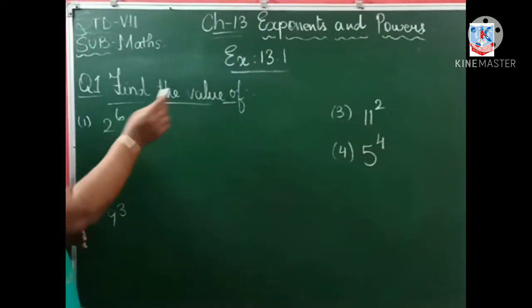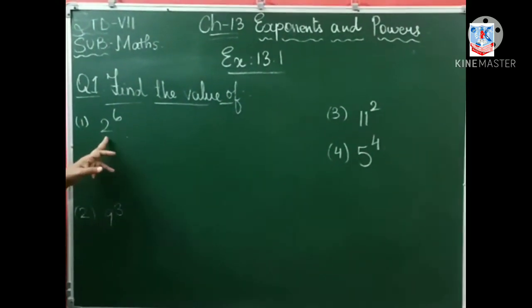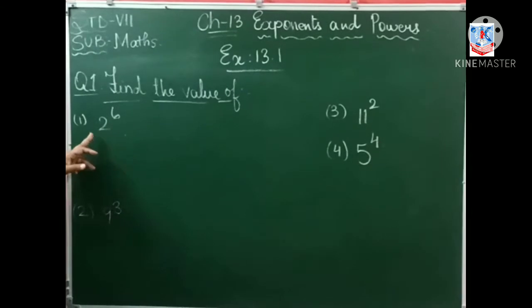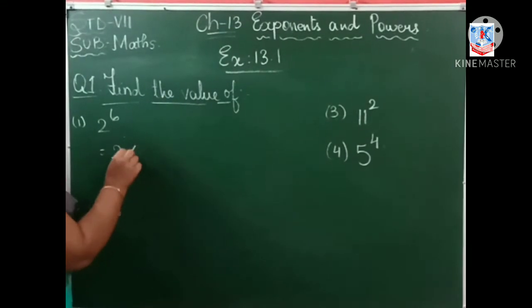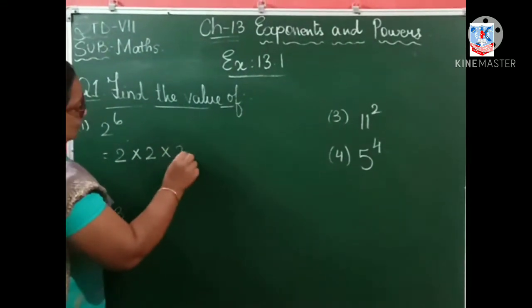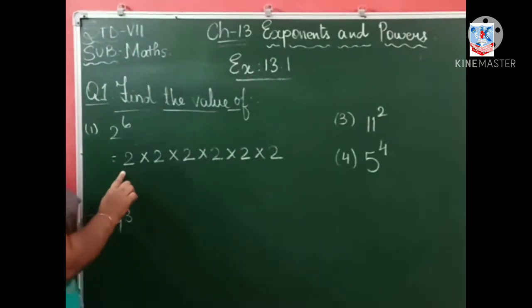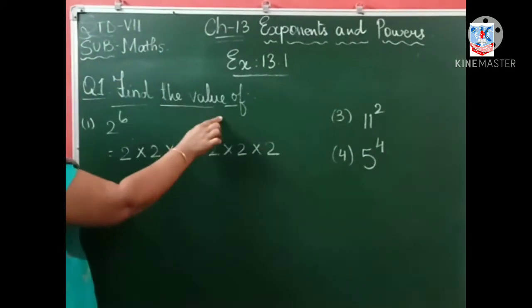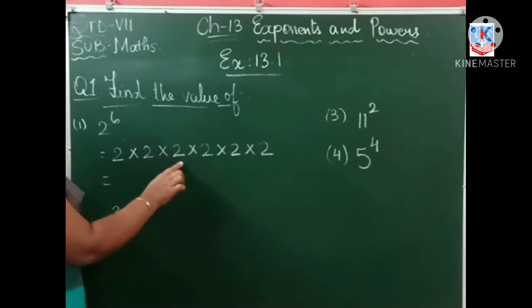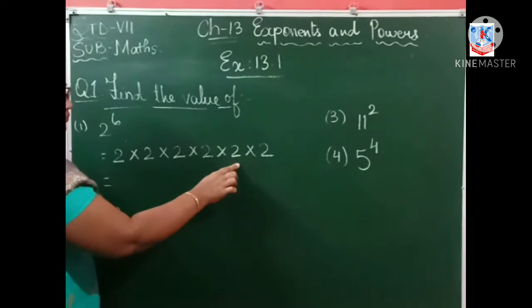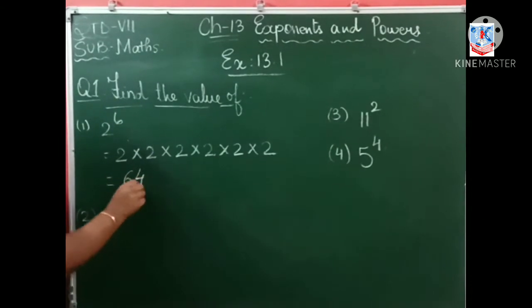Exercise 13.1, question number 1. Find the value of. Our first question is 2 raised to the power 6. That means 2 is to be multiplied 6 times: 2 into 2 into 2 into 2 into 2 into 2, 6 times. Now we have to find the value, so multiply and write the answer. 2 2's are 4, 4 2's are 8, 8 2's are 16, 16 2's are 32, 32 2's are 64.